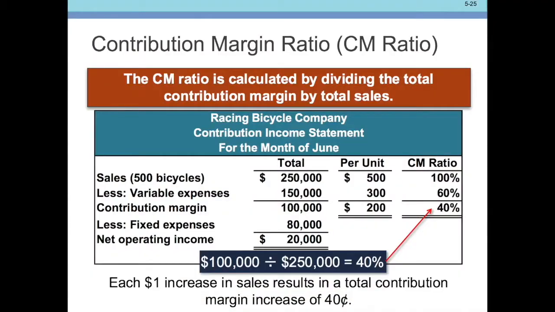We have contribution margin calculated by dividing the total contribution margin by total sales. So in this case, we have contribution margin of $100,000, and it's divided by $250,000 in sales, or 40%. That means for a dollar increase in sales, we will increase net income, or excuse me, contribution margin by 40%. Or 40 cents of every dollar goes towards contribution margin.